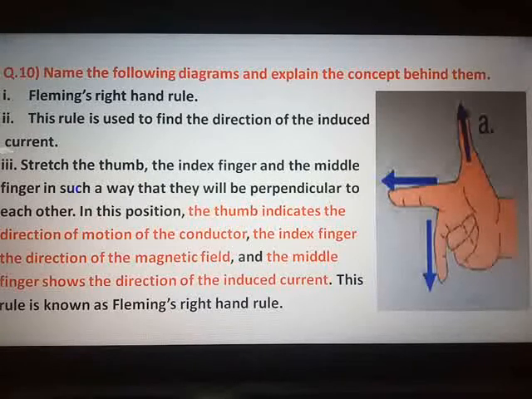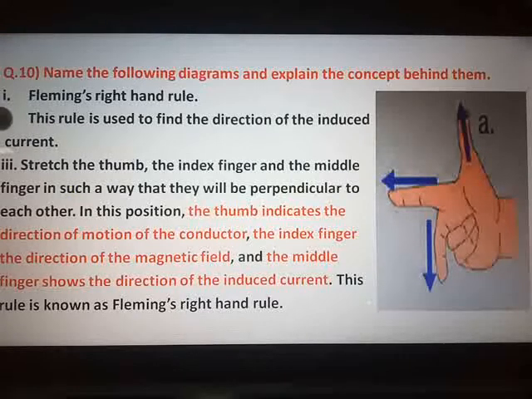Immediately you have to write what this rule is used for. This rule is used to find the direction of induced current. For the marking of the answer, refer page number 58. Clearly the heading is given Fleming's right hand rule. There you can see on the 5th line they have mentioned, in order to show the direction of the induced current, Fleming's right hand rule is very useful.